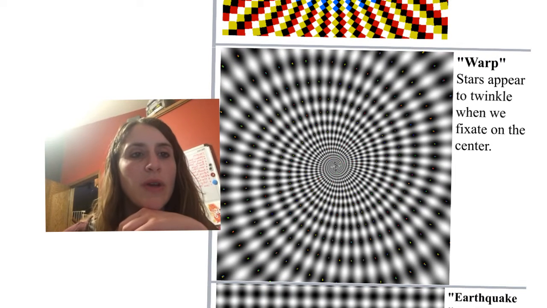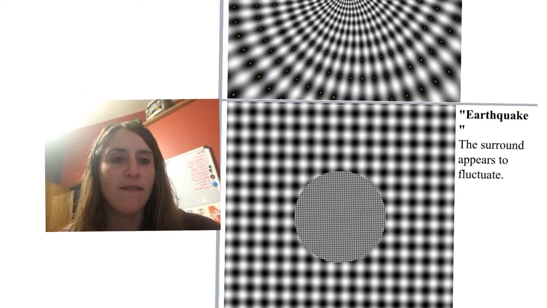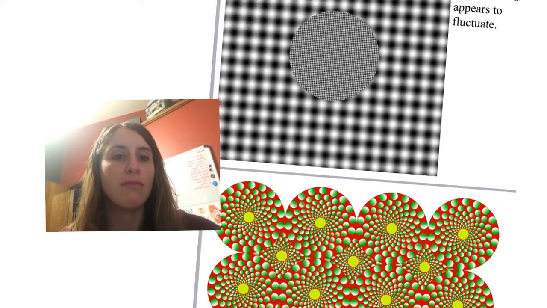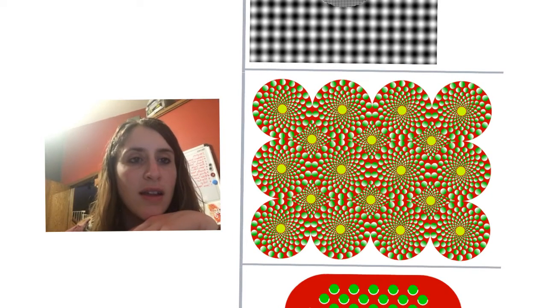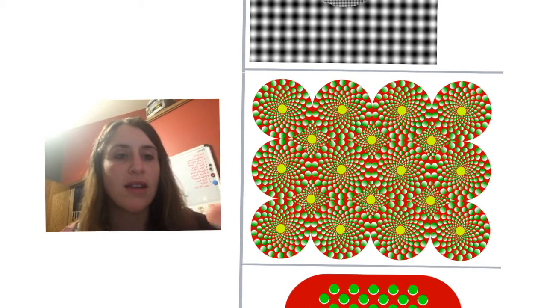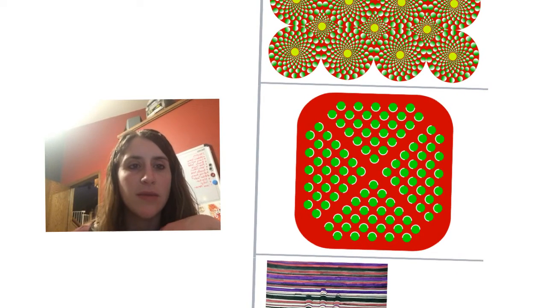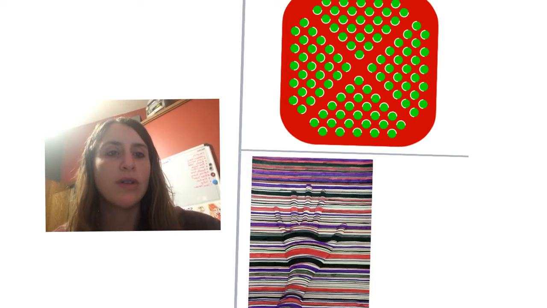Warp: stars appear to twinkle when we fixate on the center. Earthquake: the surround appears to fluctuate. You look at the middle, like the rest of it's just moving. This one just kind of looks like they're all rotating until you look at them and then they stop. Like this is meant to look like the arrows are all kind of pushing out.